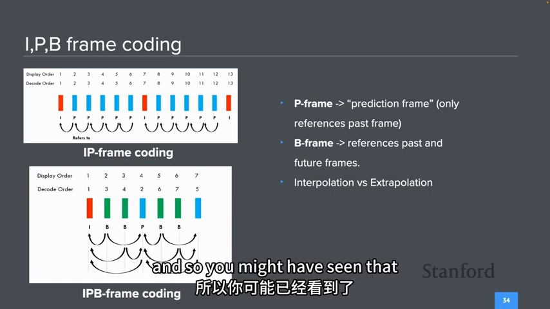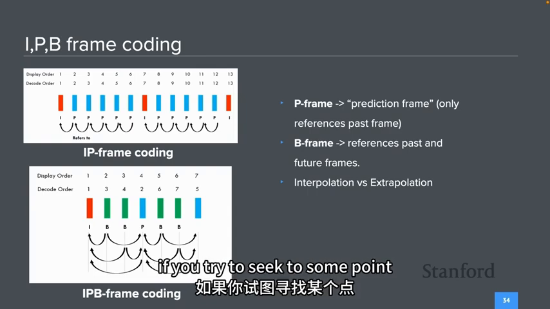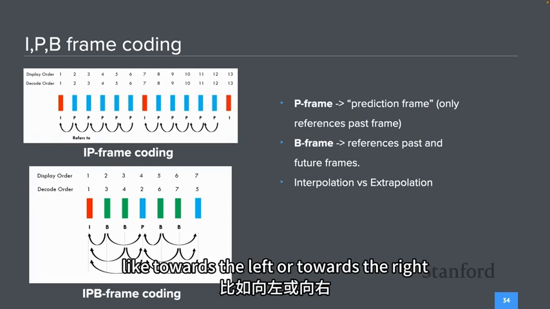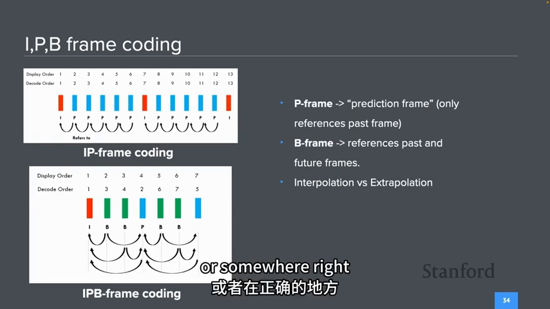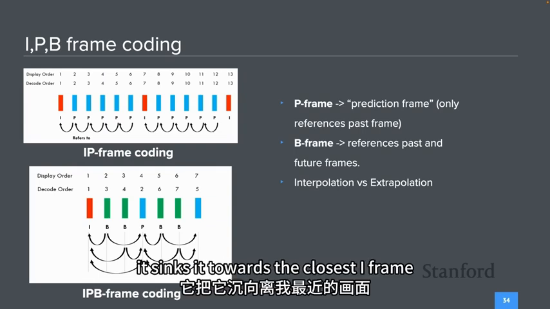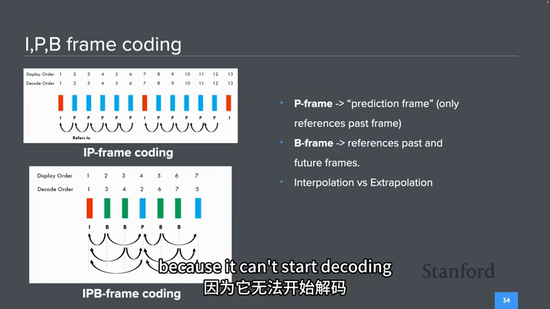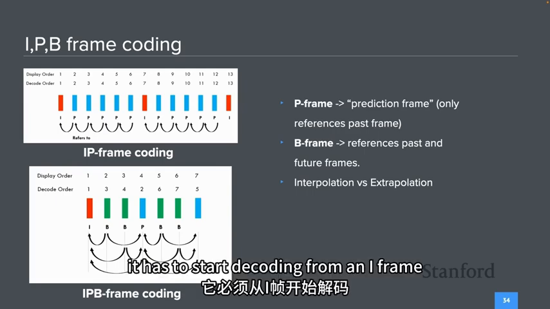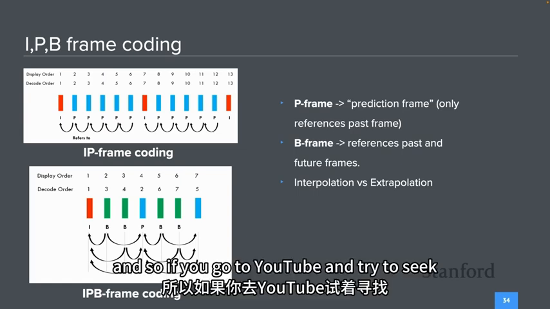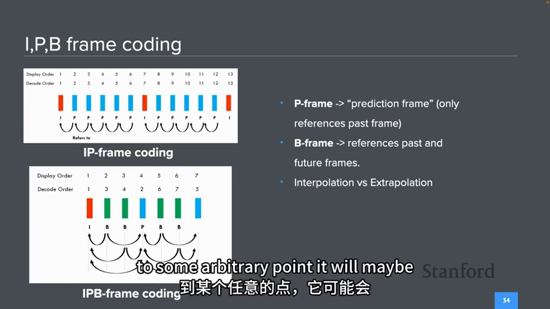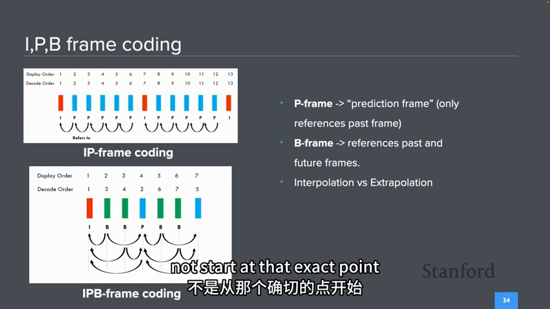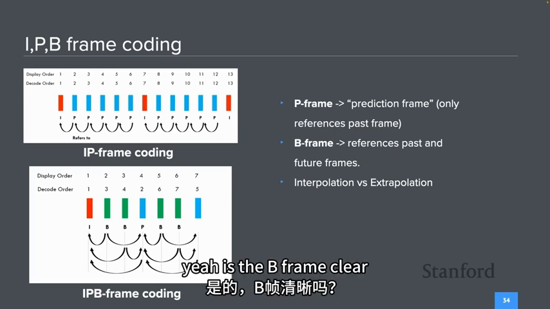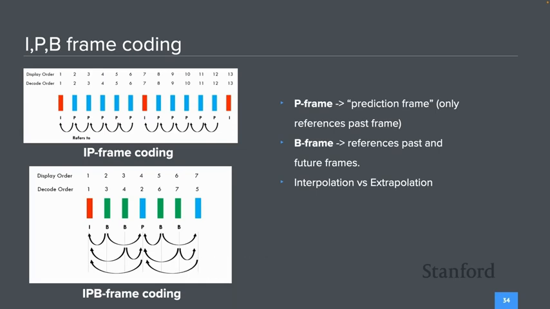And so you might have seen that if you're watching on YouTube and you try to seek to some point, it might not start from that exact point. It will go somewhere towards the left or towards the right, right? What happens is that it syncs to the closest I-frame, because it can't start decoding at some arbitrary point. It has to start decoding from an I-frame. So if you try to seek to some arbitrary point, it will maybe not start at that exact point. It will go somewhere left or right. Yeah, is the B-frame clear right now?